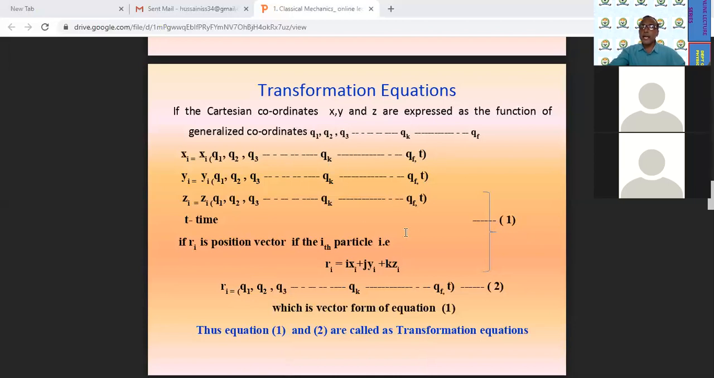And these equations 1 and 2 are nothing but the relation between the generalized coordinates and the Cartesian coordinates, and they are called the transformation equations. Or in a simple one line you can say that a relation between the generalized coordinates and the Cartesian coordinates is called the transformation equation. An equation which relates the Cartesian coordinates x, y, z and generalized coordinates q1, q2, q3, qk, qf and t, that equation is called the transformation equation.